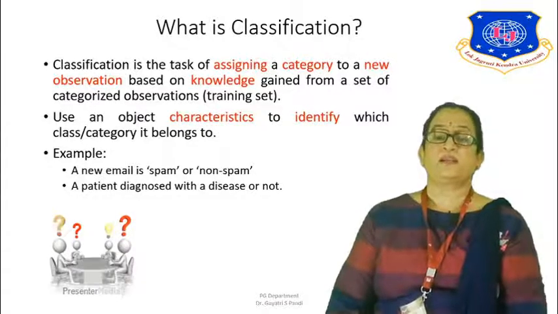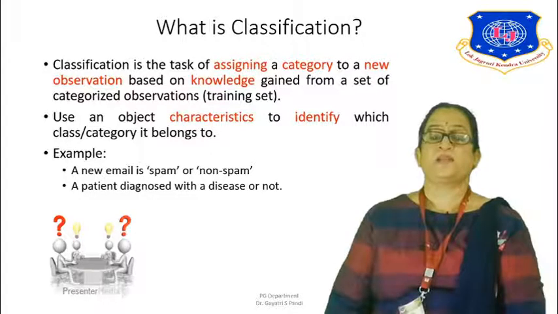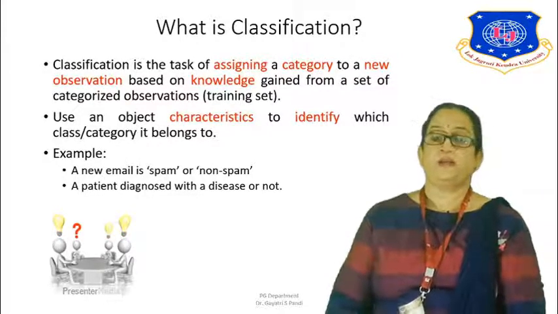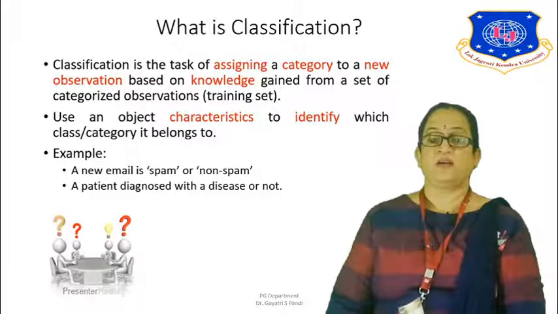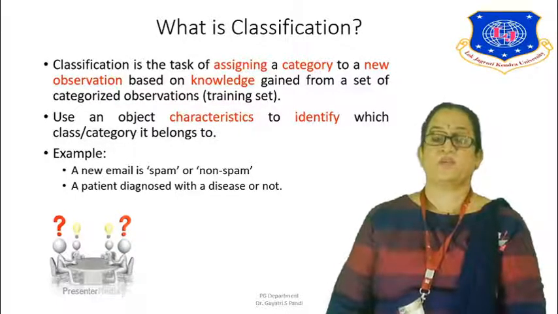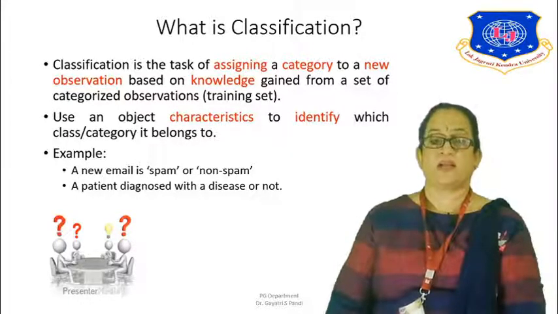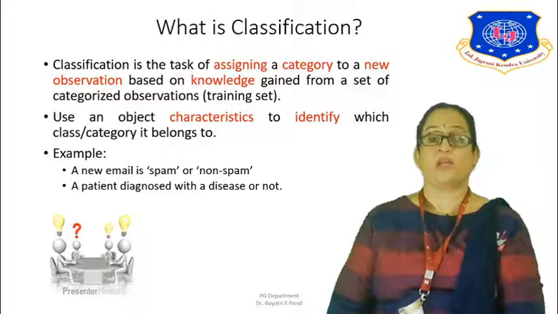So firstly, let us see what classification is. It is basically the task of assigning a category to a new observation based on the knowledge gained from a set of categorized observations, that is the training set. You can use the object characteristics to identify which class or category the specific object belongs to.